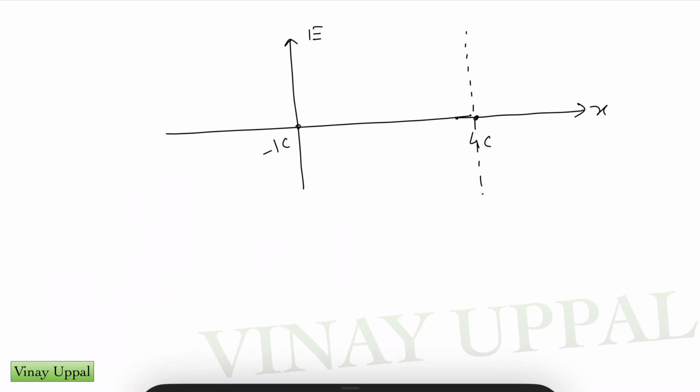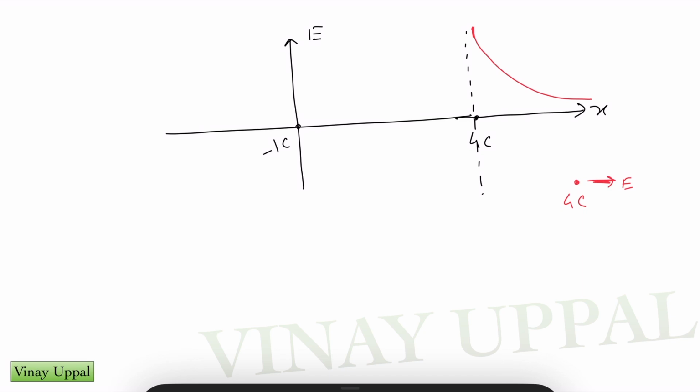Alright, I have -1 Coulomb, I have 4 Coulomb, and I'm going to plot the electric field on the y-axis. Now let's start off with the rightmost region. Just to the right of 4 Coulomb, my electric field will be away from 4 Coulomb and it will be tending to infinity. So I'll start off with positive infinity. Very far away from both charges, the electric field once again has to go to 0. So this will be my graph.